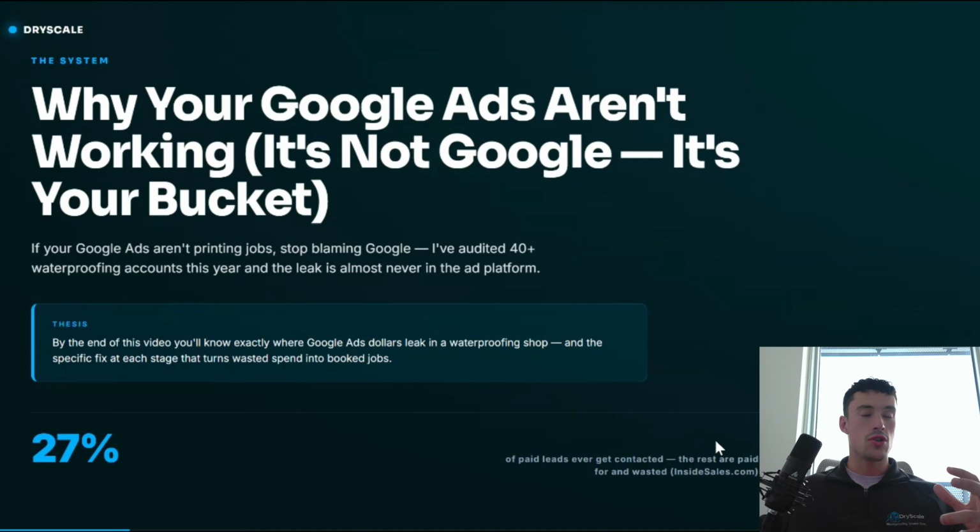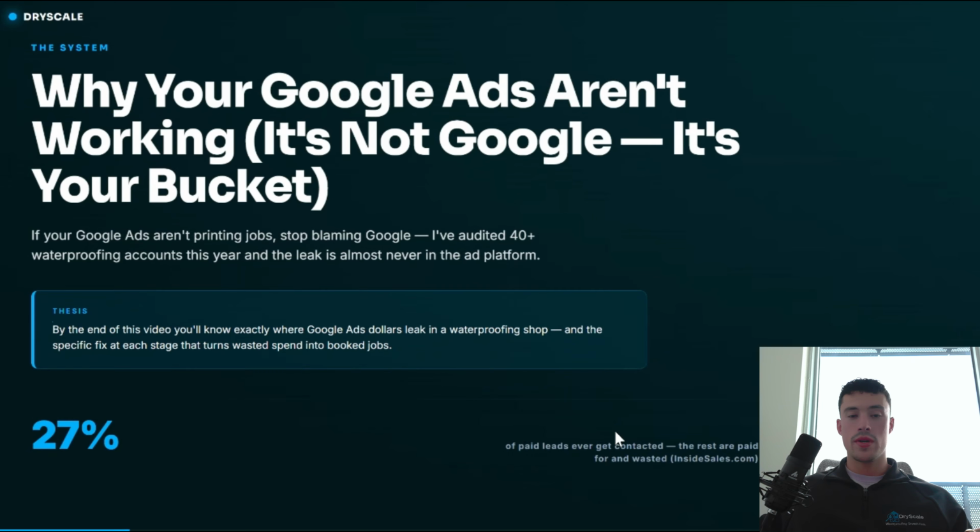And so if your Google Ads are not printing jobs, or you're seeing like $500-600 cost per estimate, or even higher, I see some guys saying $1,000 cost per estimate, $1,200 cost per estimate, stop blaming Google, because we've audited dozens of waterproofing companies this year, and the leak is almost never the ad problem itself, but like I said, the systems after the fact.